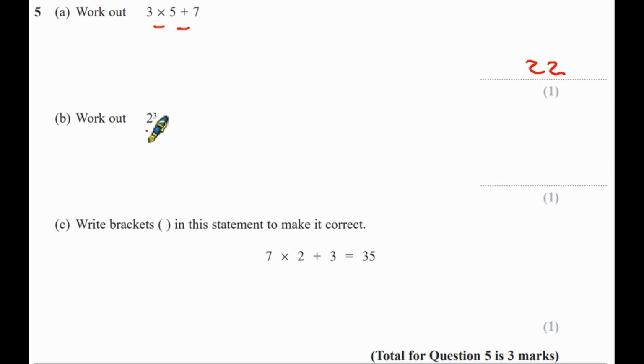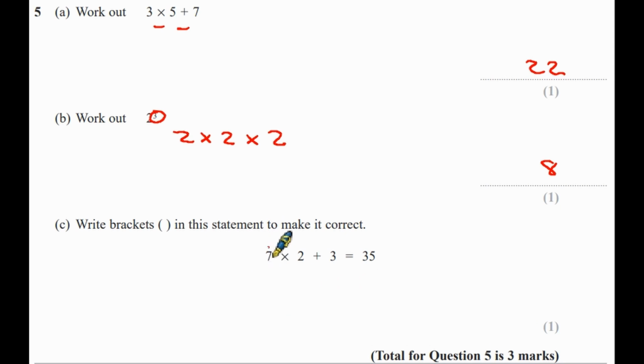Part B is work out 2 to the power 3 or 2 cubed. That simply tells us how many times we are multiplying 2 by itself. The 3 tells us it's 3 times, so we are looking at 2 times 2 times 2, and the answer is 8.